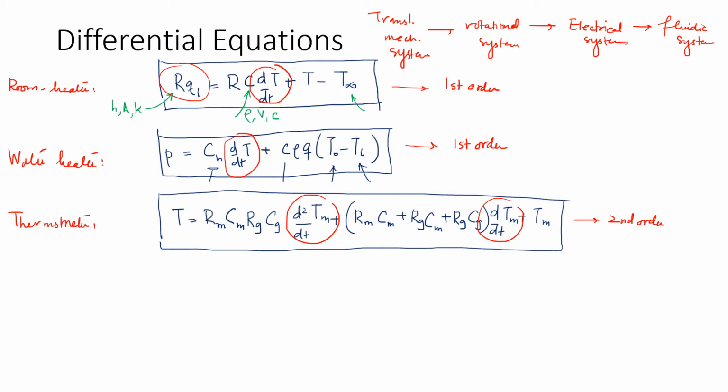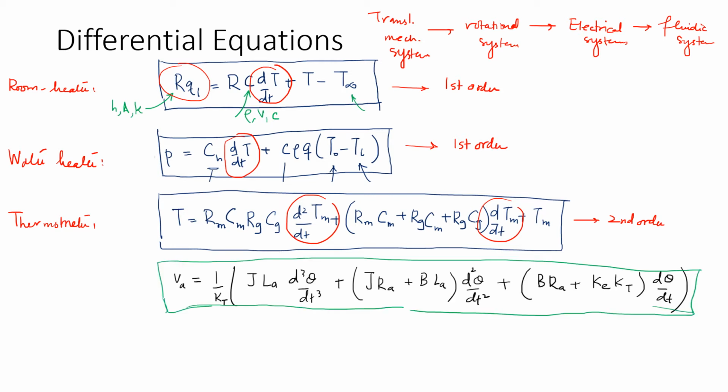And in the last lecture, you can recall that there was this armature controlled DC motor discussed, and that was having a third order differential equation. So this is the armature controlled DC motor model.